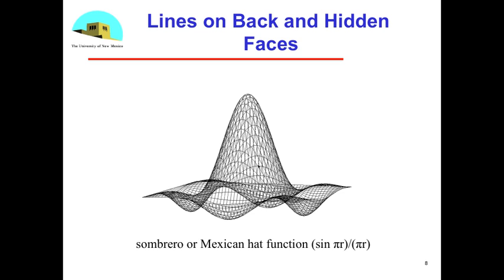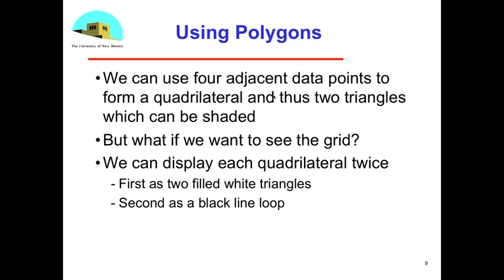But what if I still want to see the grid? So one way to do this would be to say, okay, if I just want to see this shape, and especially if I'm doing some terrain problem where I want it to look real, then I could use 4 adjacent points to form a quadrilateral, then take the 2 triangles that I can break the quadrilateral into, and then use lighting and shading like we will be talking about starting in the next couple of lectures, and display it with shading and lighting, and it'll look kind of real. But what if I want to see the grid?